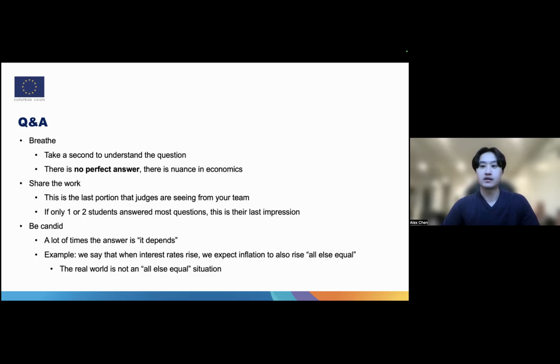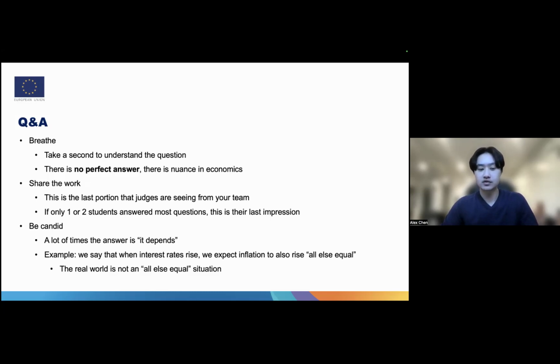Another thing I think gets underlooked is share the work. This is the last portion that judges are seeing from your team, right? So just think about it. They grade you after everything you've done, and what is the last thing they've remembered? Given that context, if only one or two students answered most of the questions, that's their last impression of you. So just keep that in mind.